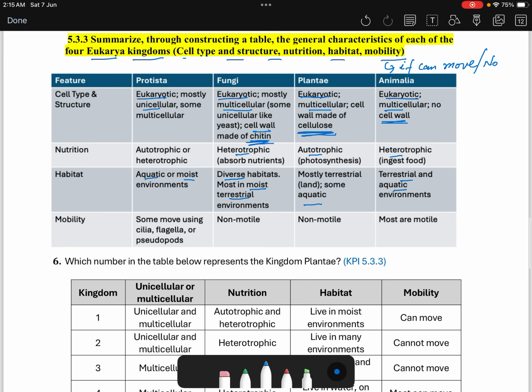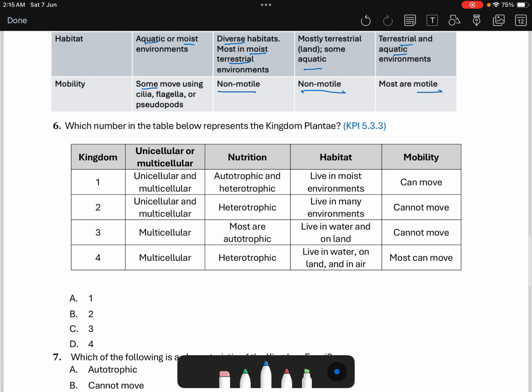Mobility. So protista, some can move. Fungi, no, they cannot move. Plants, they cannot move. And animals, most of them, or you can say all of them, are motile.